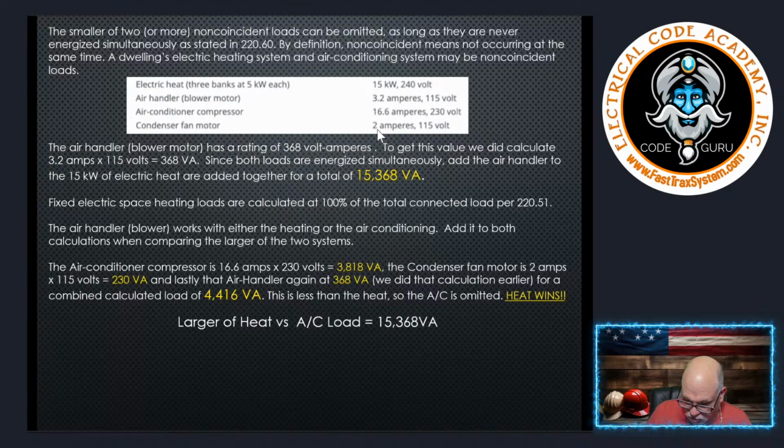So we're going to add all these up. 3818 plus 230 plus 368. So that gives me 4,416.